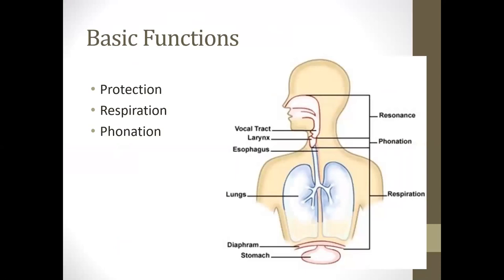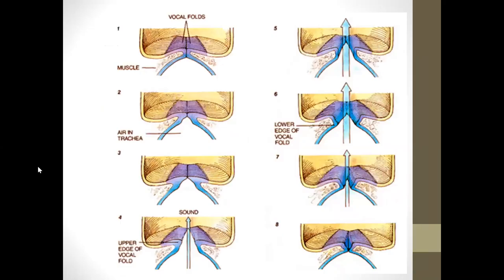and phonation. And we say the rima glottidis is completely closed during protection. And in respiration, your rima glottidis is open. And when you're speaking, they are both opposed together. This is what we are showing.